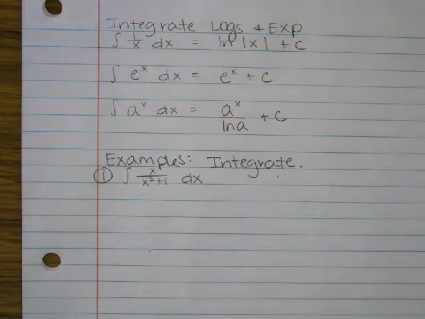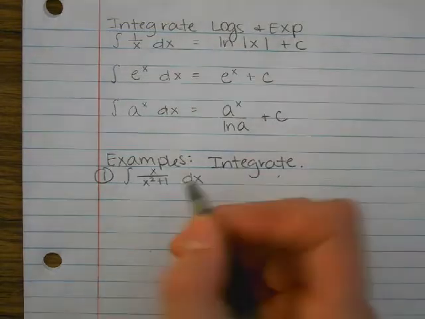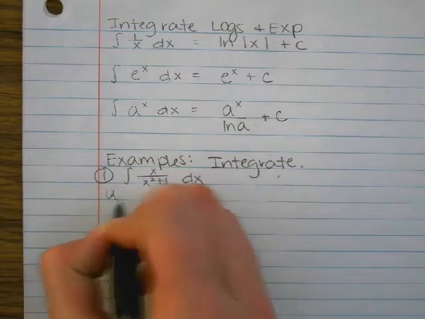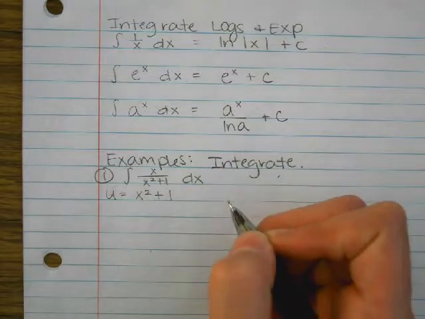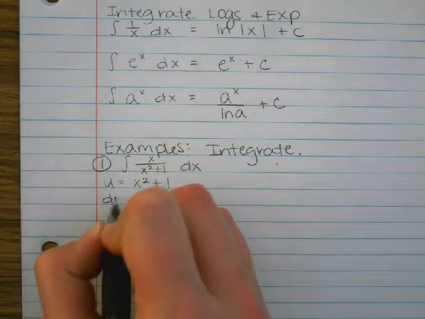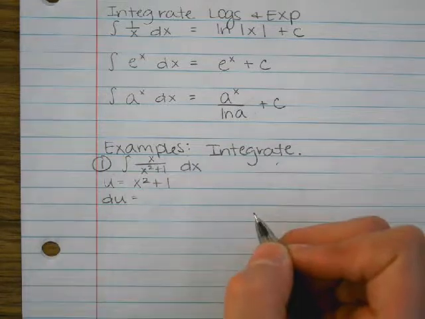Okay. So for this one, I'm just going to start off by telling you what the inside and the outside is, or how we're going to do the u-substitution, and hopefully you guys will start to pick up how we can make that happen. So for this one, the u is going to be the bottom of the fraction. So we're going to say u is x squared plus 1. And if that is u, then what should the du be?